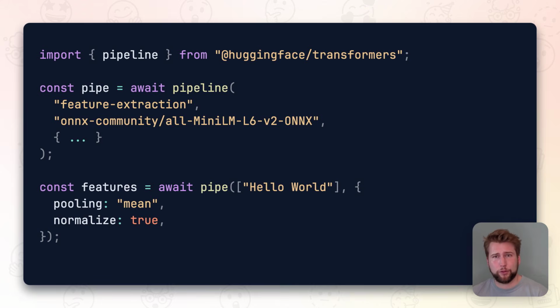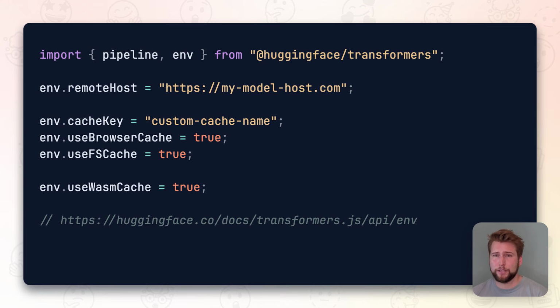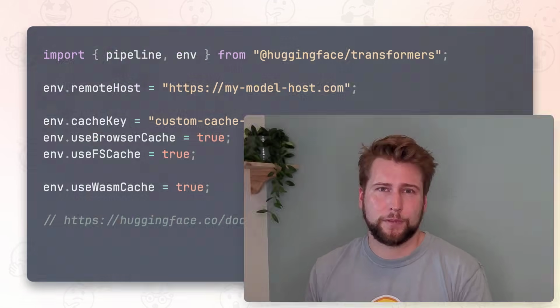So pipeline creates and returns a pipeline object first, then you call that pipeline with your actual input and task-specific options. If you need deeper infra-level control, Transformers.js also exposes a global env object for model routing, caching, and runtime behavior. I am skipping this in this intro, but you can find details in the Transformers.js docs. So far, we looked at the interface. Now let's trace what happens internally when you call it.